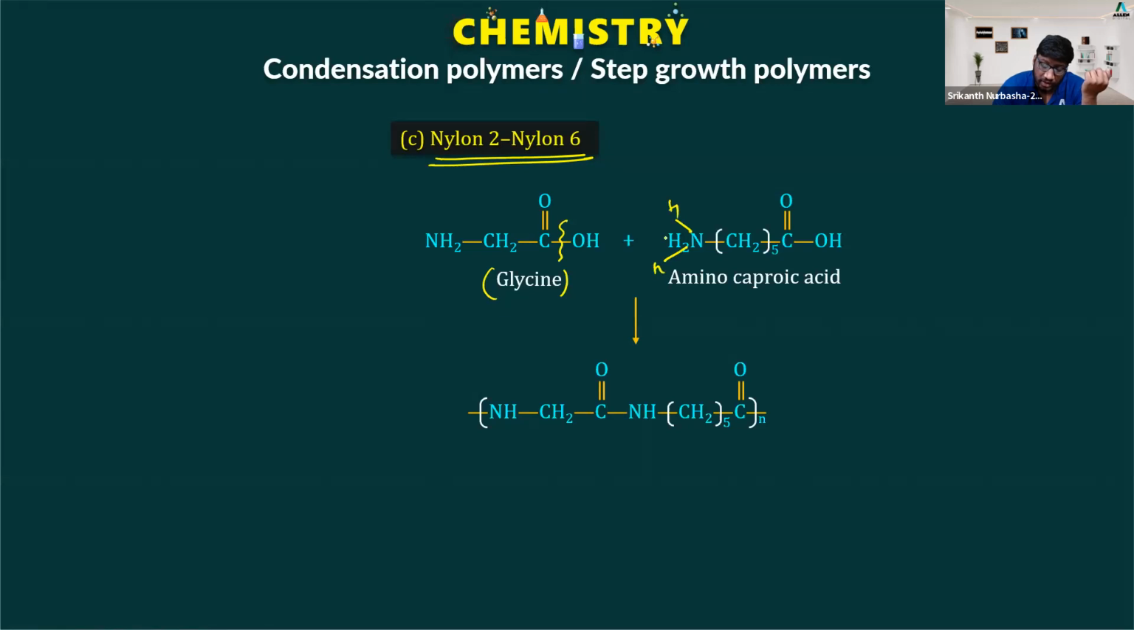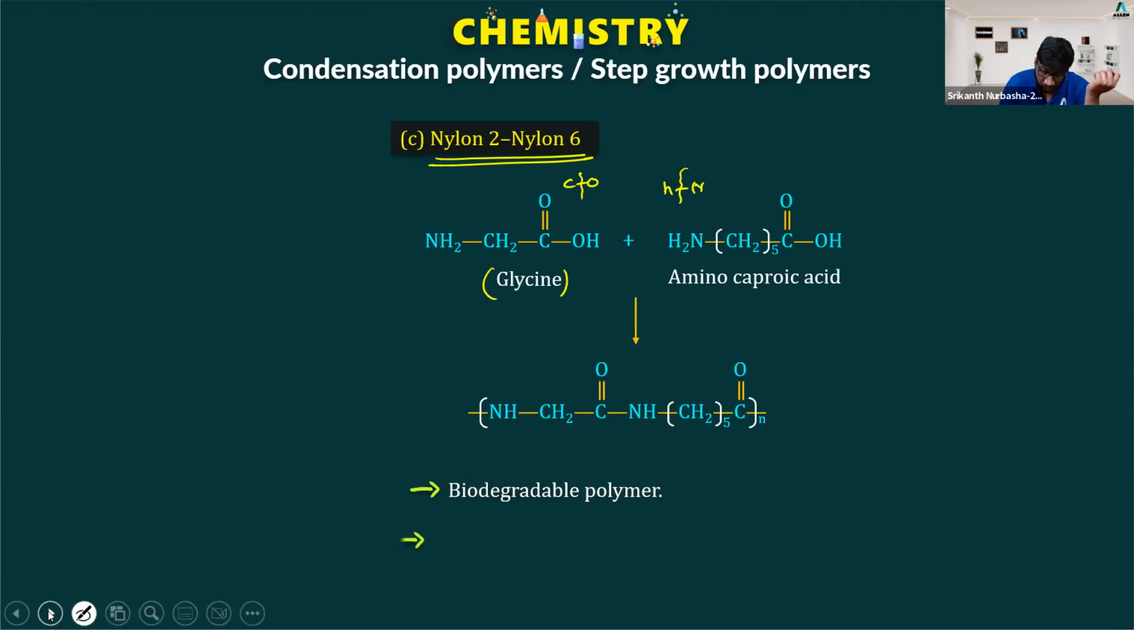You can write 2 NH, and one of the NH bonds is going to be broken. In the acid you have the CO bond, here you have the NH bond, and they are going to be cleaved. And you will generate NHCH2 C double bond O, NHCH2 taken 5 C double bond O. This is going to be repeated n times. This is nothing but your respective polymer, which is nylon 2, nylon 6.